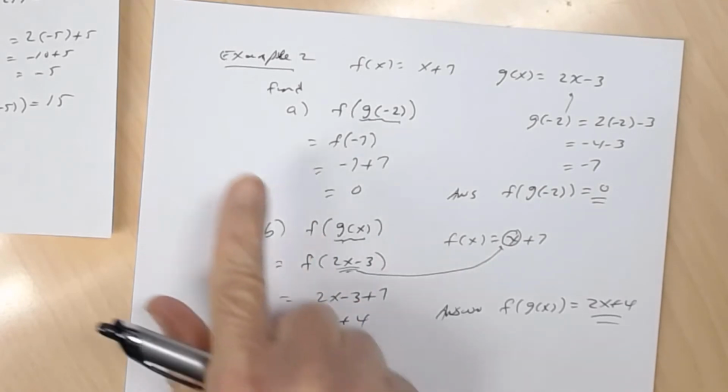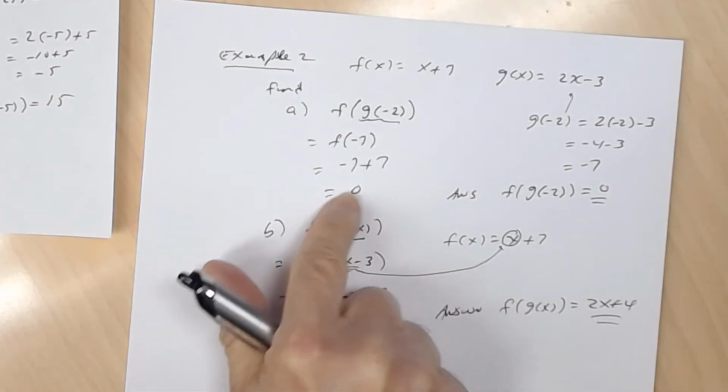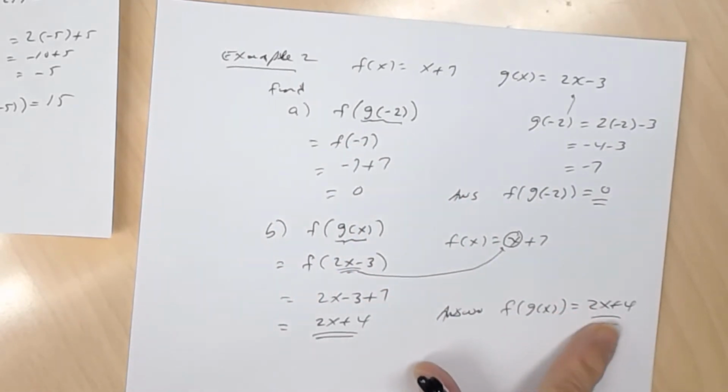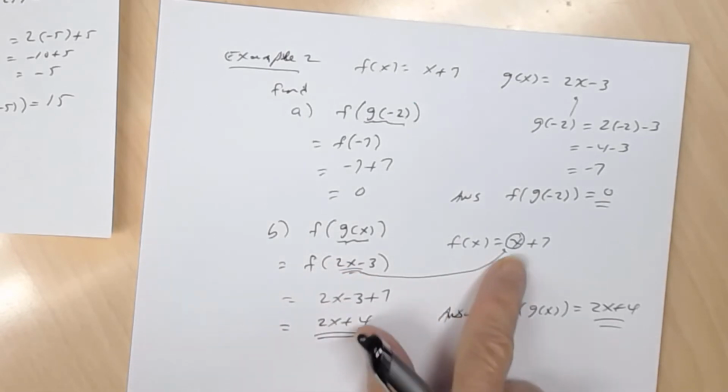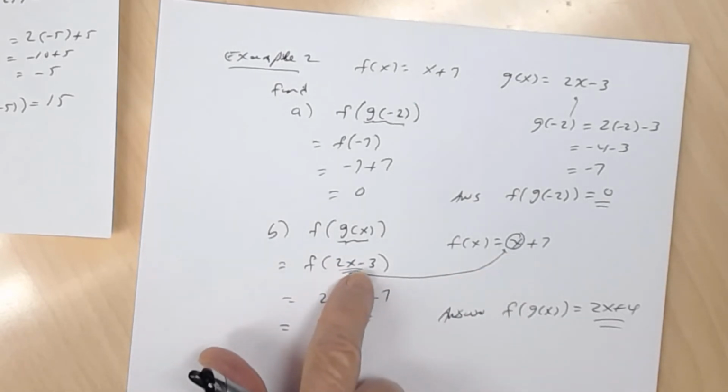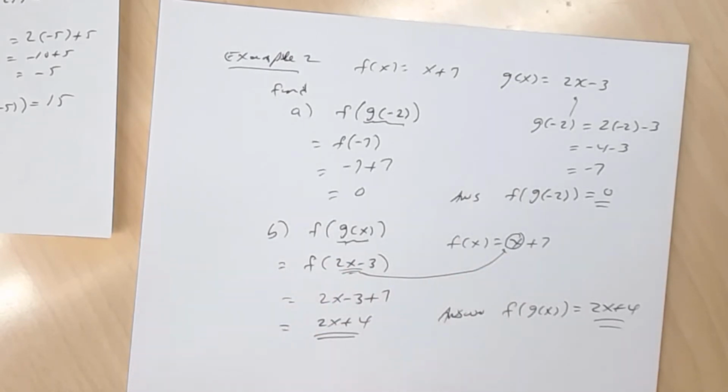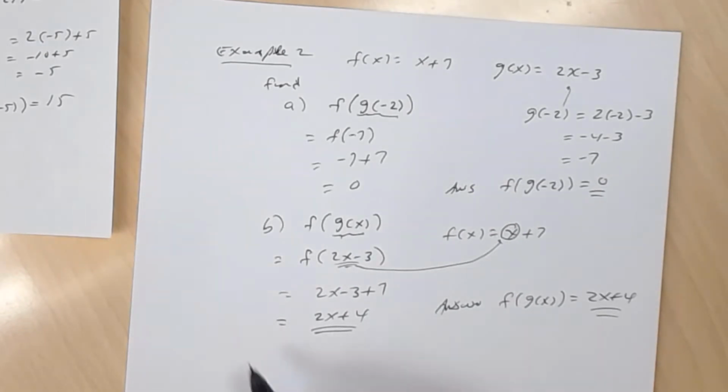So notice that in the previous problems, you ended up with a real number. Here you end up with a variable expression, because you are substituting a variable expression, and your inside function ended up being a variable expression. Okay? All right, number 3, letter C.